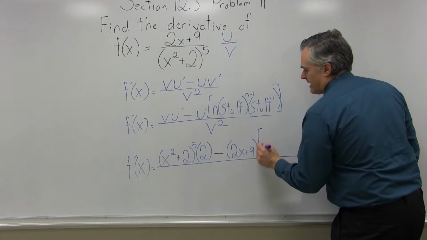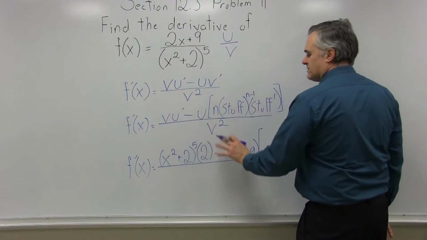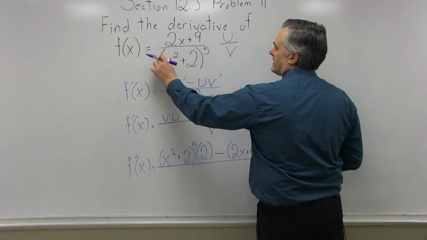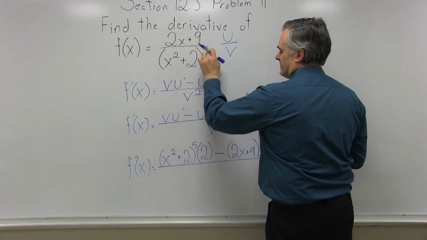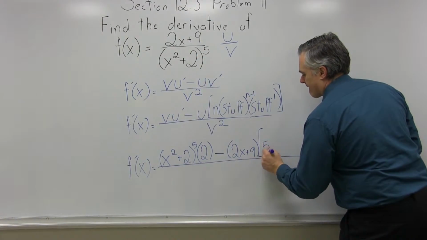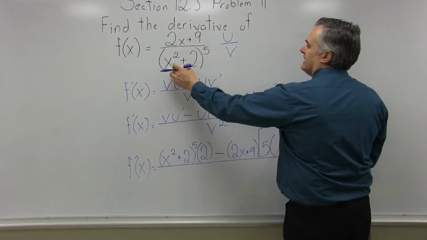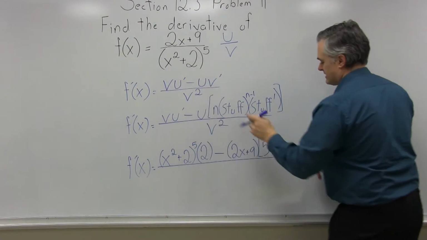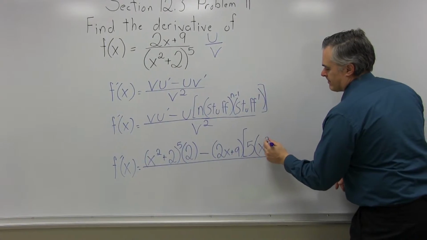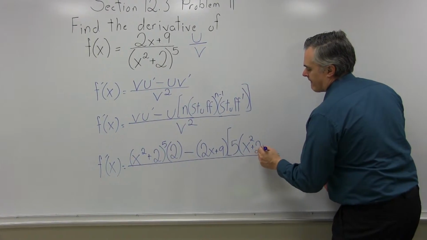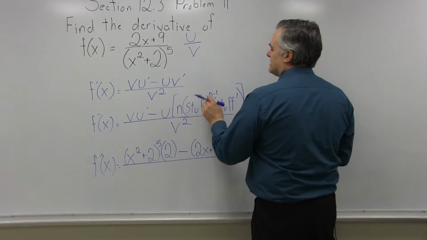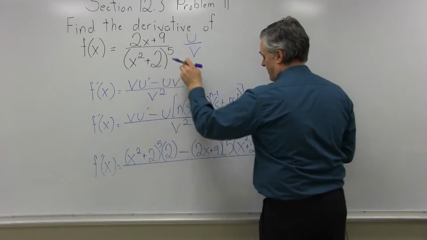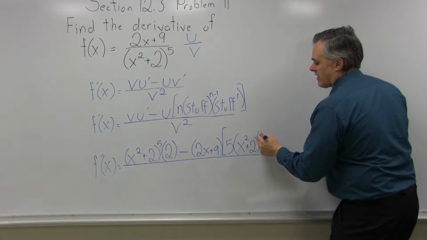Let me put this in brackets just to be clear that the whole thing is multiplied times the 2x plus 9 in front. So the 5 comes down as the n. Then we leave the stuff as it is. X squared plus 2 is the stuff. It stays x squared plus 2. It's in parentheses. My new exponent is n minus 1. So the n was 5. 5 minus 1 becomes a 4.